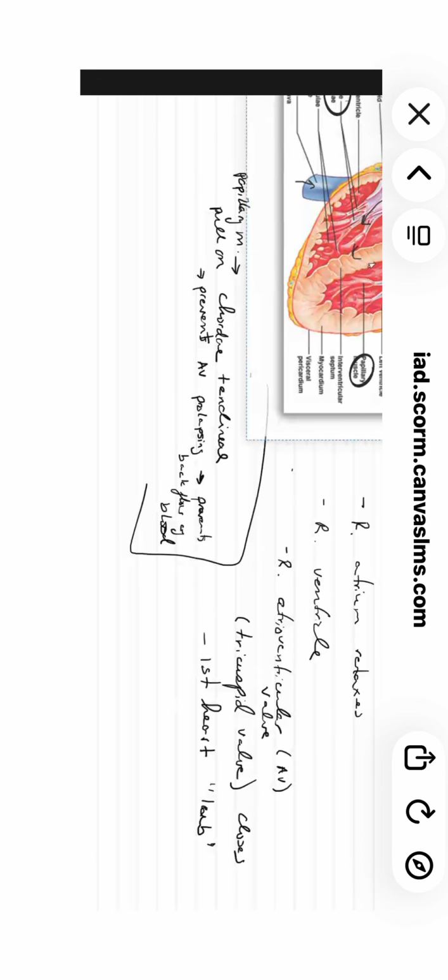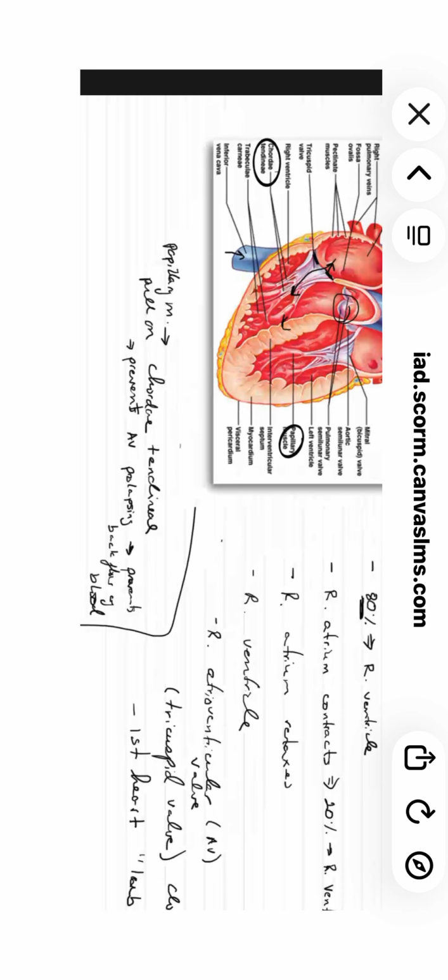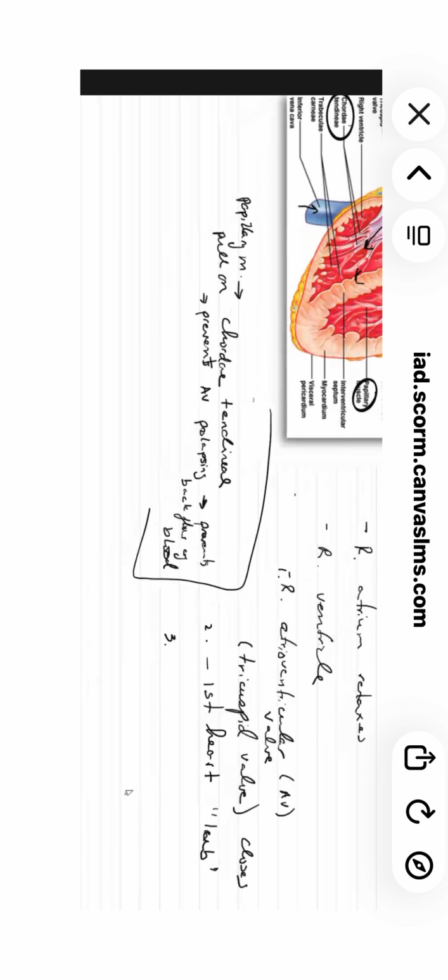And then eventually, as the pressure builds, this semilunar valve opens, right? So 3 events. 1, AV valve closes. 2, we get the heart sound. And 3, all because of the right ventricle contracting, we get opening of the, now look at this valve. It's semilunar, little half moons, leading to the pulmonary circuit, to the pulmonary arteries. So this is called the pulmonary semilunar valve.